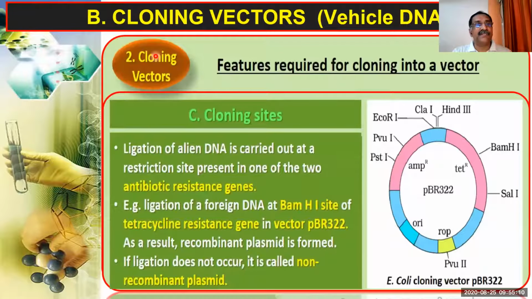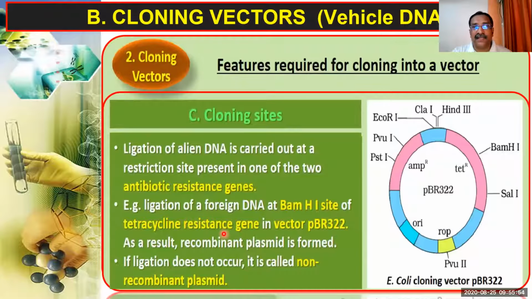One more point is coming over here. The foreign DNA is carried in a restriction site present in one of the 2 antibiotic resistance genes. I told you 2 antibiotic resistance genes are there. One is called AMP, the other is called TET, TETR and AMPR. So at one of the sites, you have to insert this foreign gene. In both sites, it cannot be. At one of the sites, you can do it.